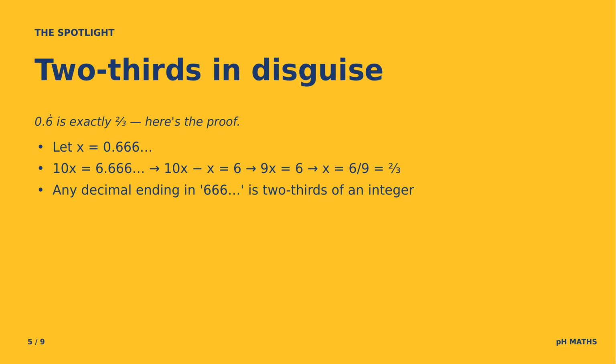2/3 in disguise. Take 0.666 recurring, call it x, then 10x equals 6.666 recurring. Subtract x from 10x, 9x equals 6, so x equals 6/9, which simplifies to 2/3. Any decimal ending in 6 recurring is 2/3 of an integer in disguise. The same conversion trick works on every recurring decimal. It's pure GCSE Higher mark territory.